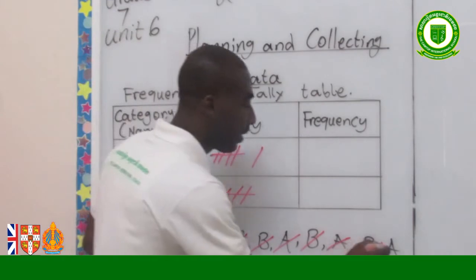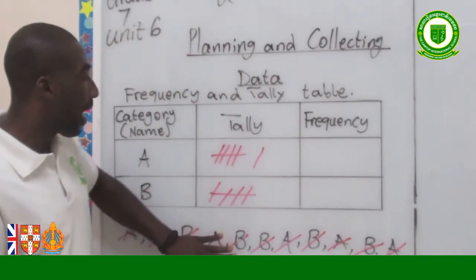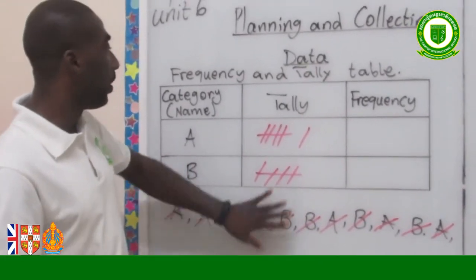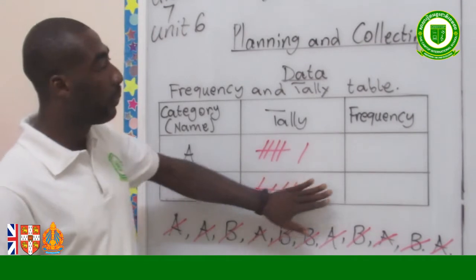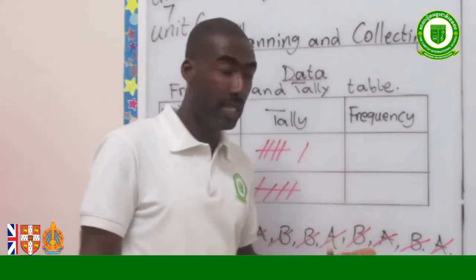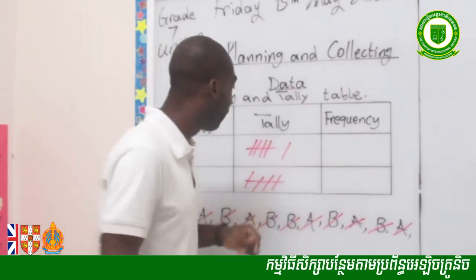Okay, so we cancel our A. So this is how you can transfer your data into a tally. Okay, now how do you put it on frequency? Frequency, we have to use figures, and it's supposed to be equal to what you have in your tally.